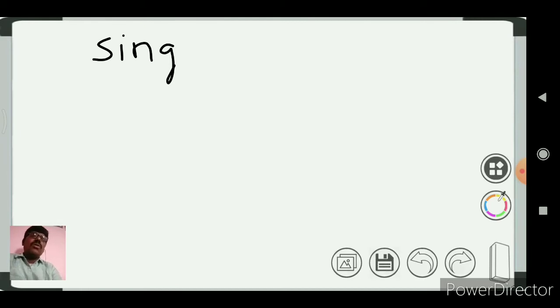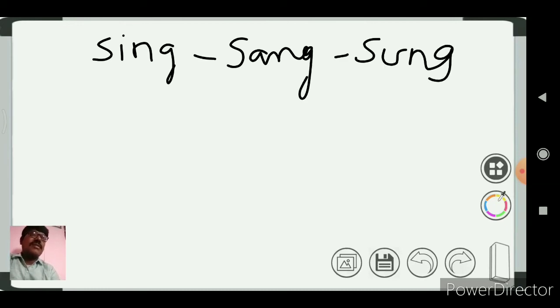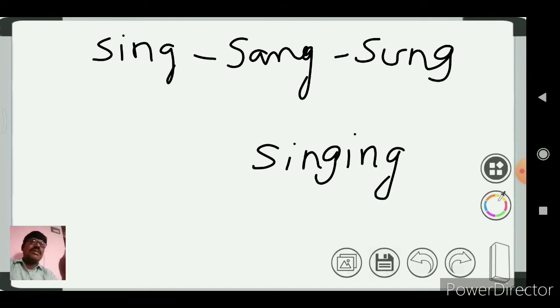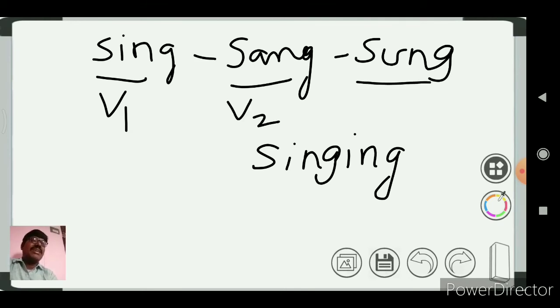Now, for this action verb, I am writing these four forms: sing, sang, sung, and singing. Observe here. Sing, base form, V1. Sang, simple past form, V2. Sung, past participle form, V3. Singing, present participle form, V4.